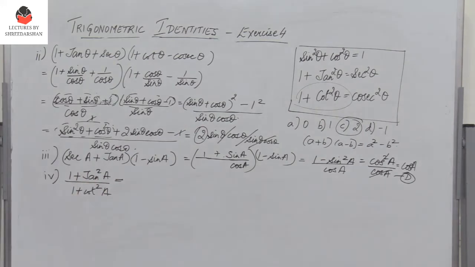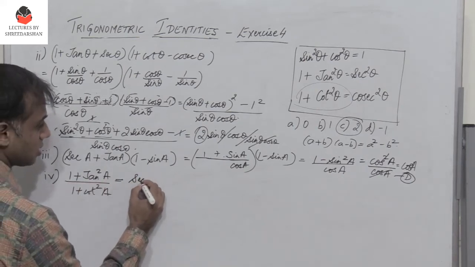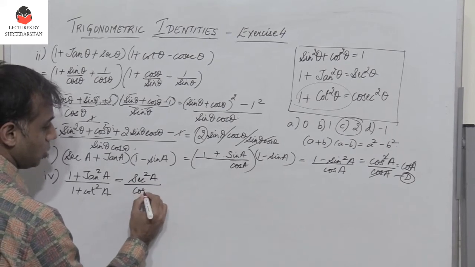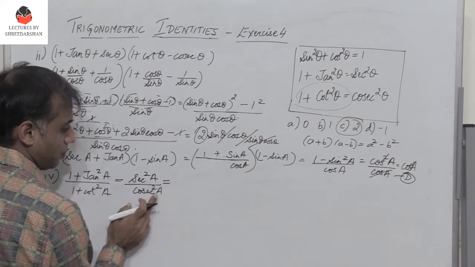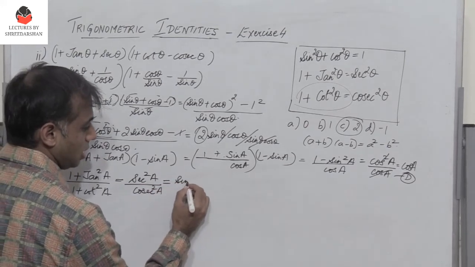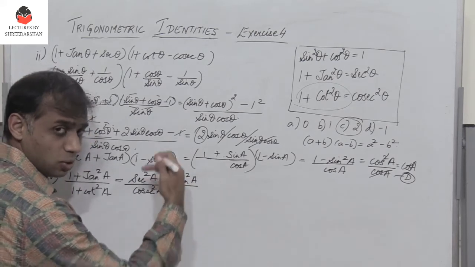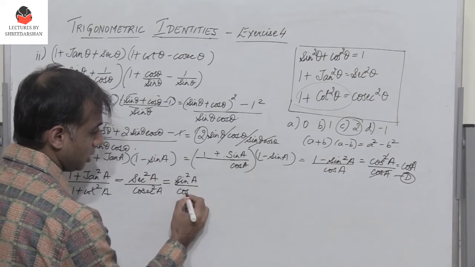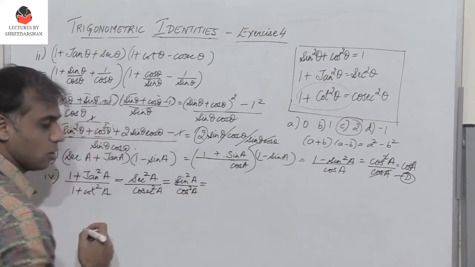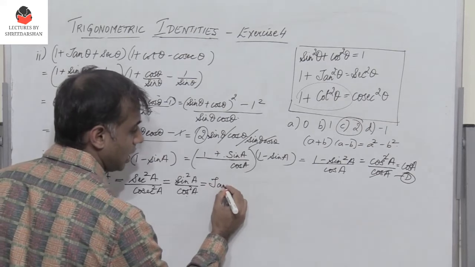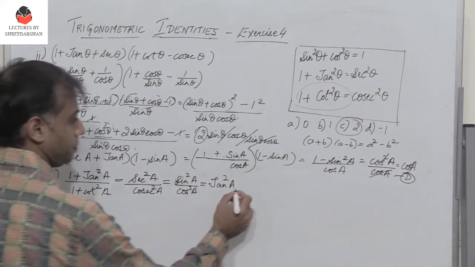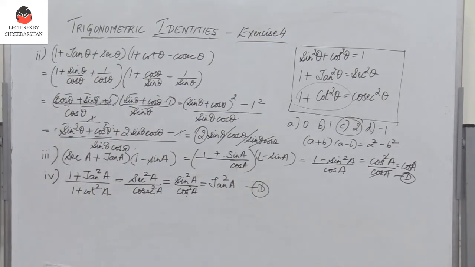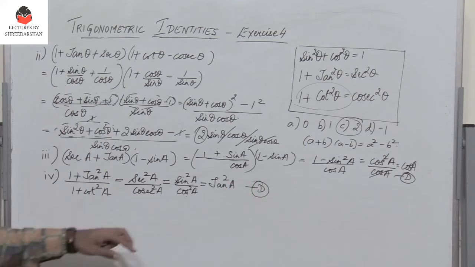So 1 plus tan square A is secant square A divided by cosecant square A. Now I can write cosecant square A as 1 by sine square A, so it goes to the numerator. And secant square A can be written as 1 by cos square A. So what is sine A by cos A? It is tan A. So I have tan square A. Right? Among the 4 options, it is option D. The 4th option D is tan square A. So this is the right answer.